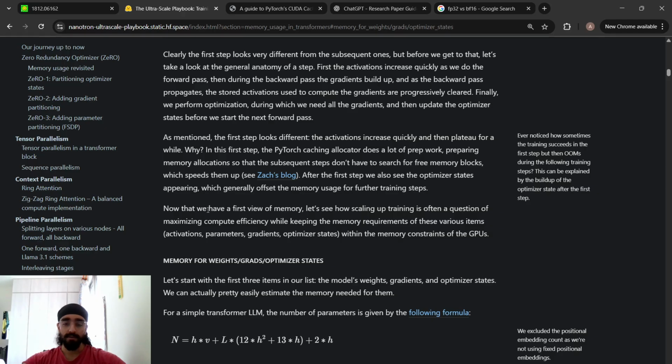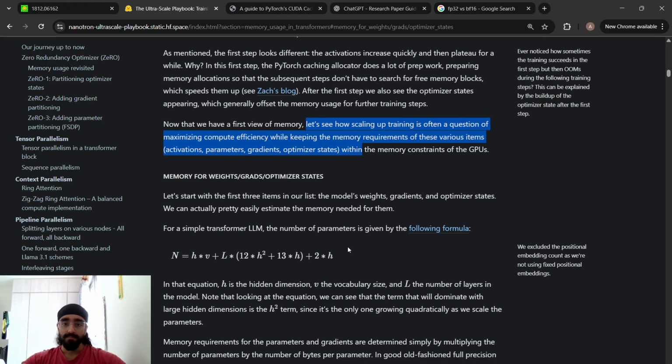Now that we have a first view of memory, let's see how scaling up training is often a question of maximizing compute efficiency while keeping the optimizer memory requirements within the constraints of memory. Start with the first three: model weight, gradient, and optimizer state. We can pretty easily estimate the memory need for them. For a simple transformer LLM, the number of parameters is given by this formula.